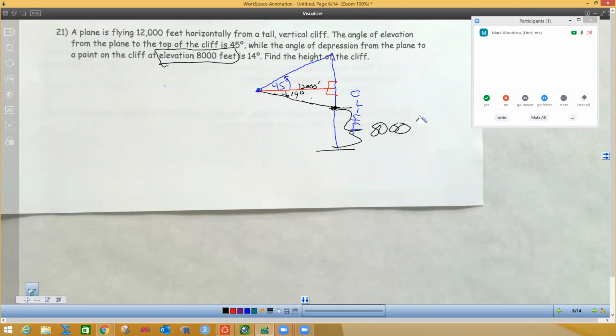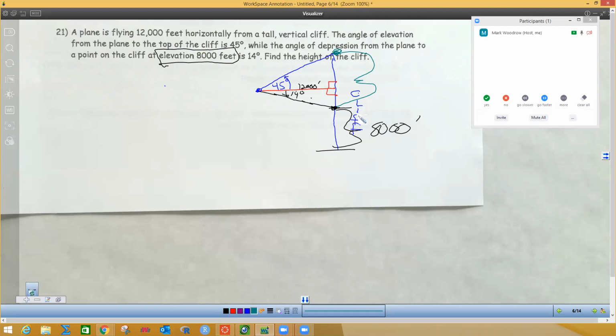Find the height of the cliff. Well, this is kind of a tricky problem because, anybody know why? Why is this a tricky one? What am I going to do to get the whole height of the cliff? Yeah, I got to find both of these, and then what am I going to do to get this total height up to there? I got to add them all together.